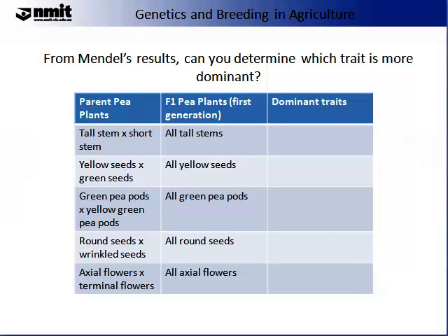The following is an exercise to see if you've understood the dominance rule. From Mendel's results, in the table, can you determine which trait is more dominant? For example, the parent pea plants, the tall stem was crossed with the short stem, and in the F1 generation all tall stems were produced. Therefore, what is the dominant trait? Go through all of these examples and identify the dominant traits before you go on to the next slide. You may need to pause the presentation.